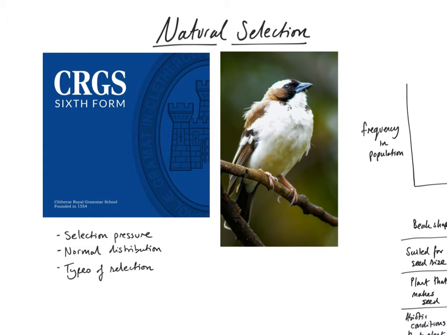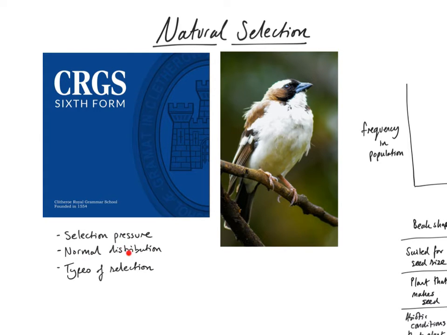Okay, quite a few of you asked about natural selection and how it crucially relates to these three things here. What a selection pressure is, and there's an issue because this says selection and this says selection. So natural selection can be subdivided into other types of selection. And what do we mean by pressure? Okay, so I'll go through that.